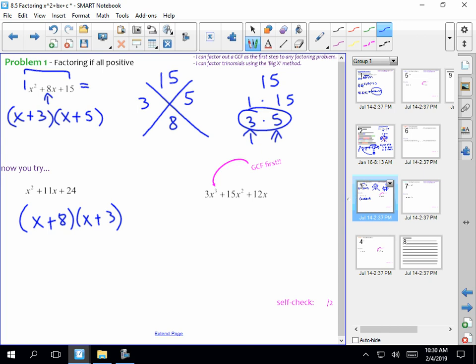On the second one, I'm not going to just give you the solution because there's something new. We're combining a couple of ideas. It says GCF first. This goes back to the beginning of the lesson. We are going to pull out the greatest common factor first.